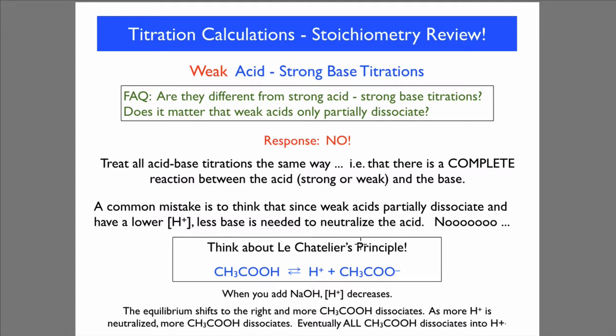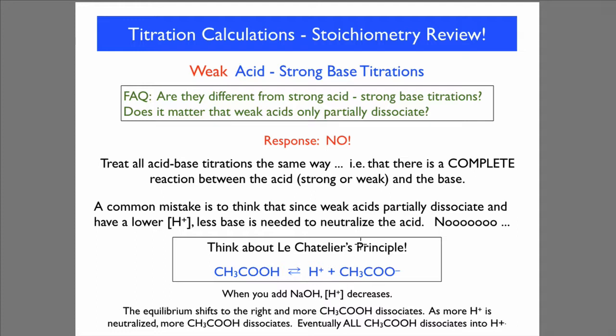Titration calculations again, this time with weak acid, strong base titrations. A frequently asked question: are they different from strong acid and strong base titrations? Does it matter that weak acids only partially dissociate? And the response is a big fat no. You've got to treat all acid-base titrations the same way. In other words, there is a complete reaction between the acid, strong or weak, and the base.